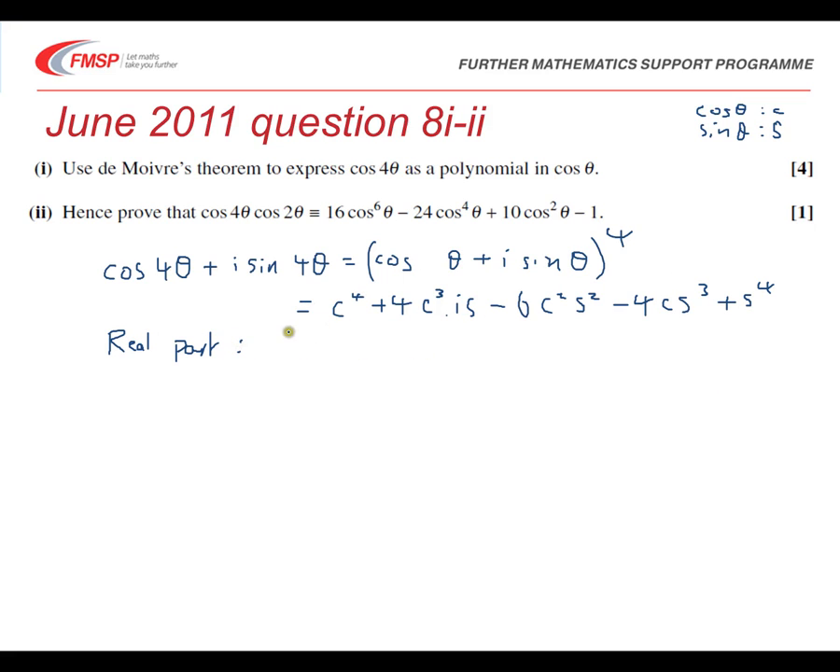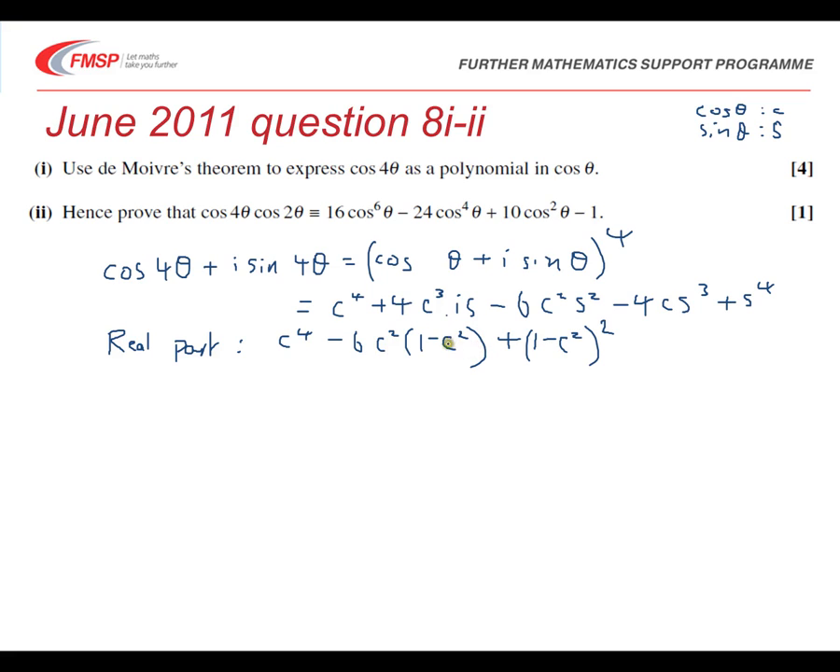So I can now say my real part is C to the 4. Because I want to go into cos theta for my expression, I'm going to replace sine squared with 1 minus cos squared. Bit of standard A-level core maths there. So I'll say minus 6 C squared times 1 minus C squared. Similarly, S to the 4 is 1 minus cos squared, squared.